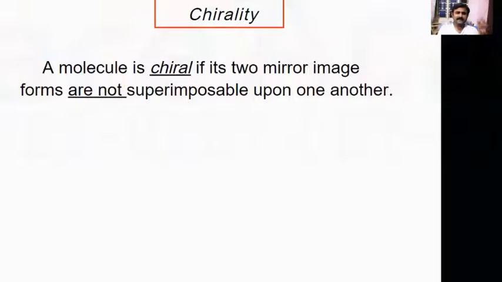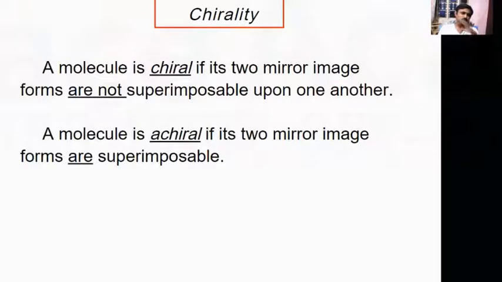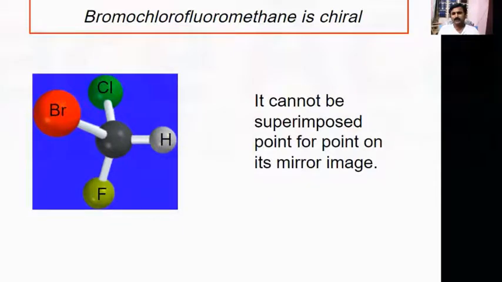A molecule is chiral if its two mirror image forms are not superimposable upon one another, then that is called chiral. Then what about achiral? A molecule is achiral if its two mirror image forms are superimposable, like this. See, bromochlorofluoromethane is chiral because it cannot be superimposed on its mirror image.